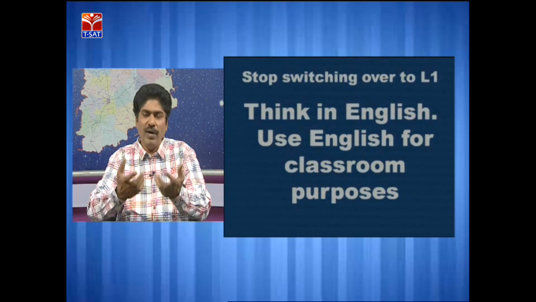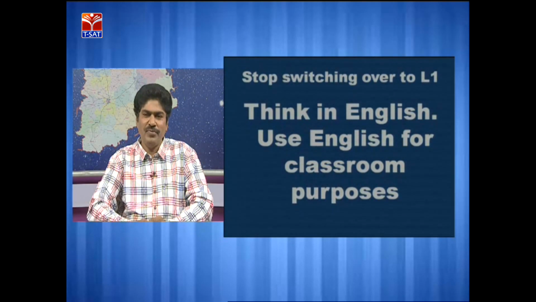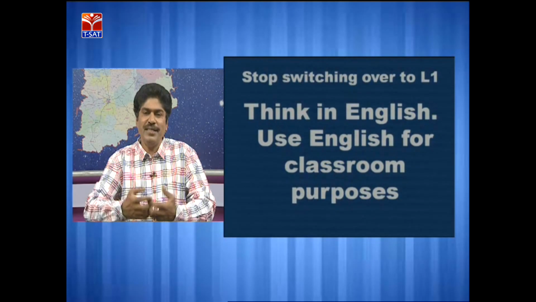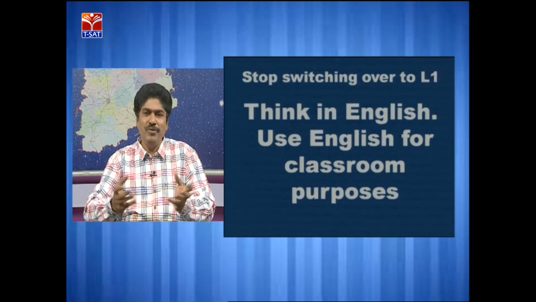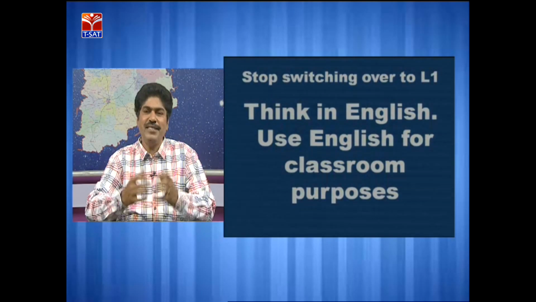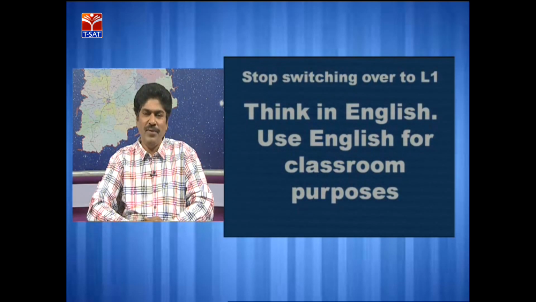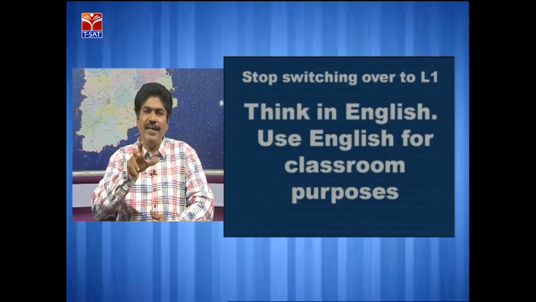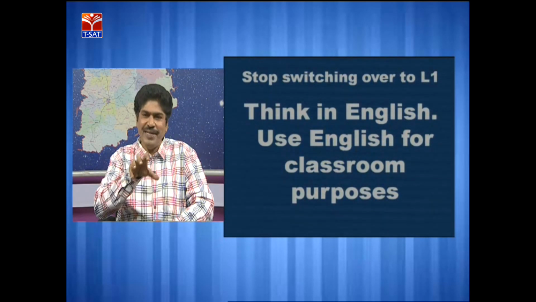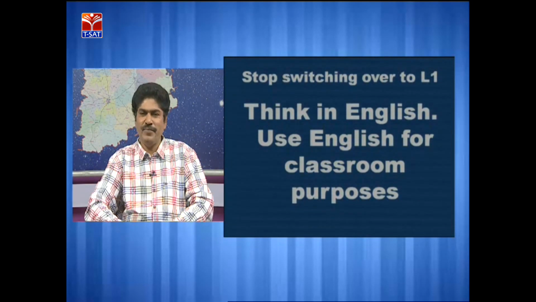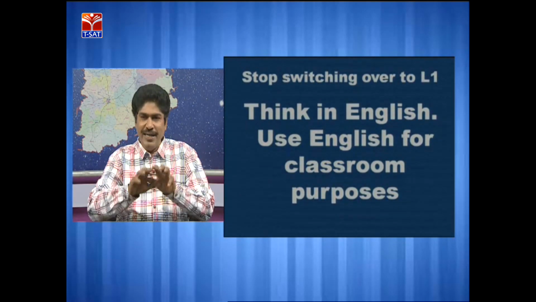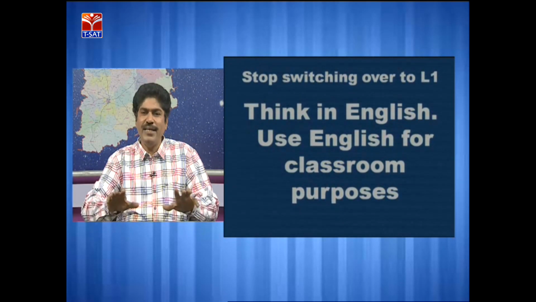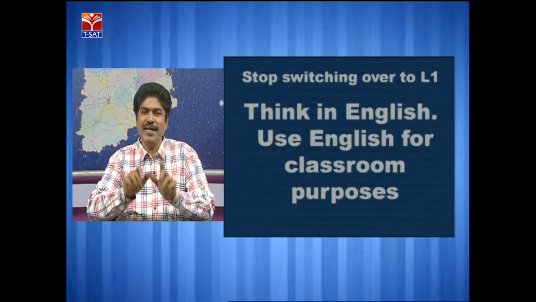For example, you are in an English medium classroom. You teach in English. Try to teach in English. You can communicate well. Make use of various other sources and teach it in the classroom. Think in English. Use English only in the classroom. Don't switch over to our mother tongue. This is one principle the teacher should bear in mind: the mother tongue should be avoided and banished. Use English in the classroom.